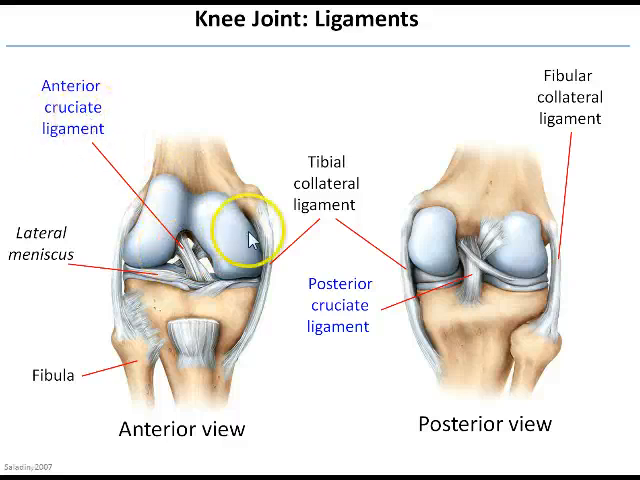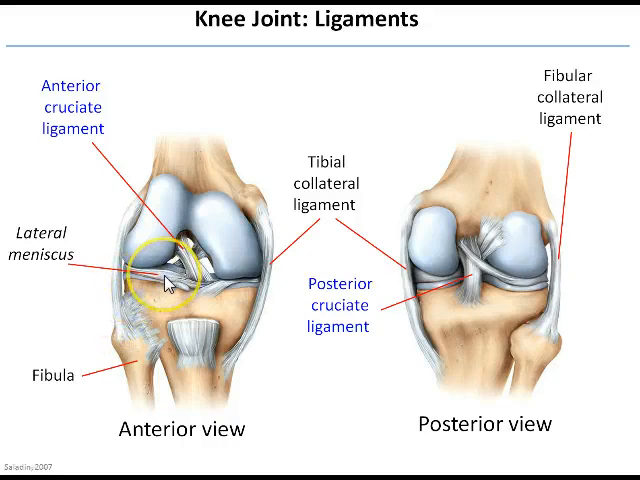Other important ligaments are the collateral ligaments. Here we can see the tibial collateral ligament on the medial side and the fibular collateral ligament on the lateral side. These are known as extracapsular ligaments because they are located outside of the fibrous capsule of the knee.